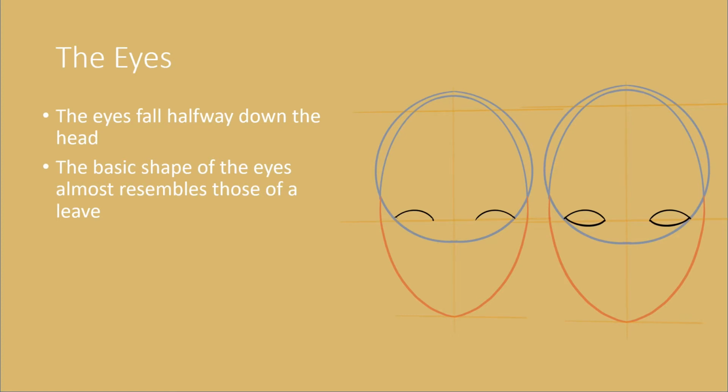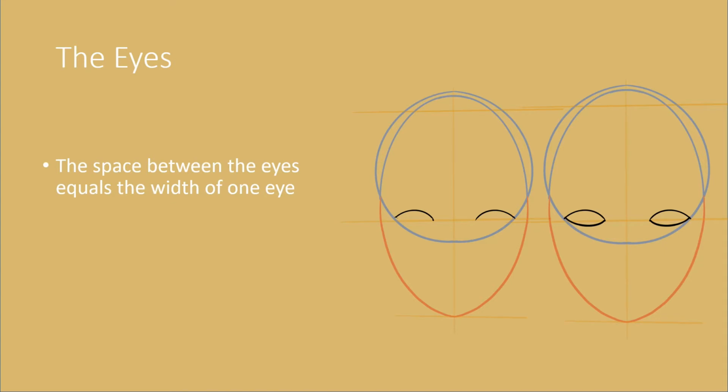Once you have this line of symmetry and the face broken up into thirds, you can go ahead and begin with the eyes. Now the eyes fall halfway down the head, and an easy way to draw the eyes is just to think of them as leaves. So if you can draw a leaf, you can draw an eye. And there is a space that you'll want to have between the eyes, and that is 1 eye length apart. You can do this by measuring one eye and then using it for a measurement for the space between the second eye.